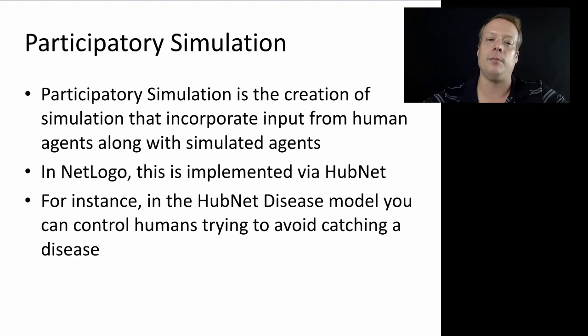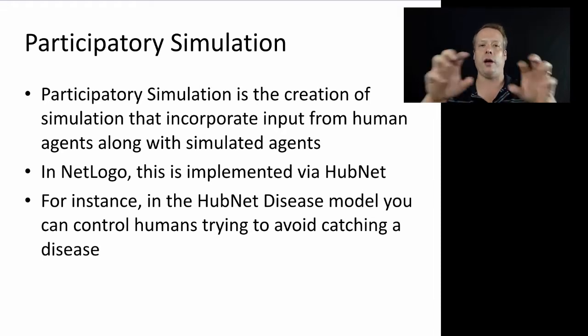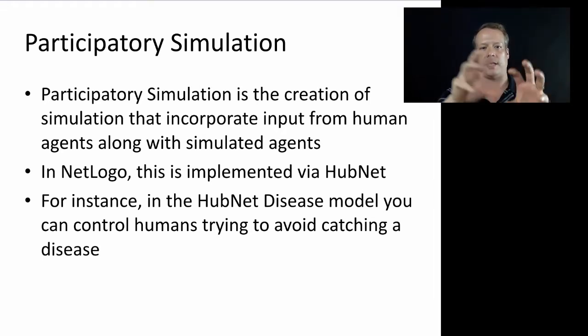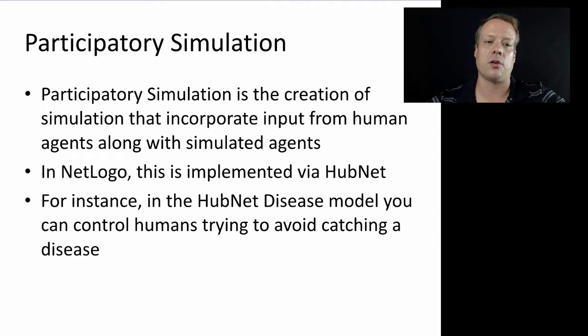For instance, in the HubNet disease model, you can have automatic disease agents or disease vectors going around, and then you can have humans that are being controlled by other humans going around as well, and you can see how they might interact with each other. Or there's a game called the root beer game, in which case you can have humans making decisions about how much root beer to order, and then observe the dynamics from that.